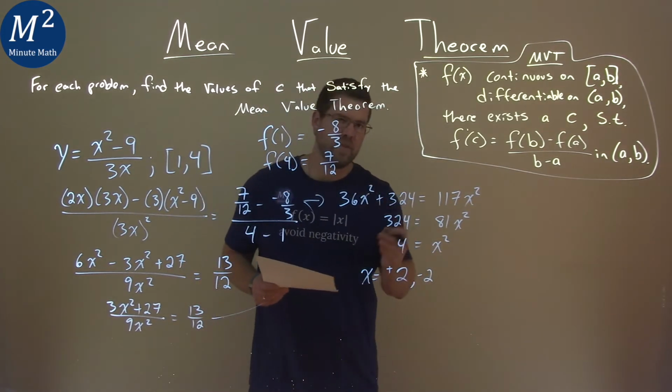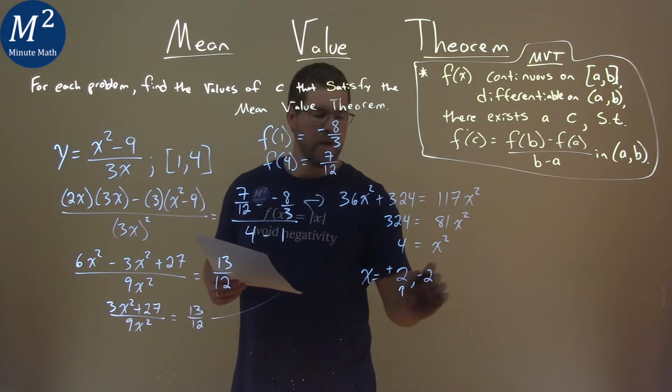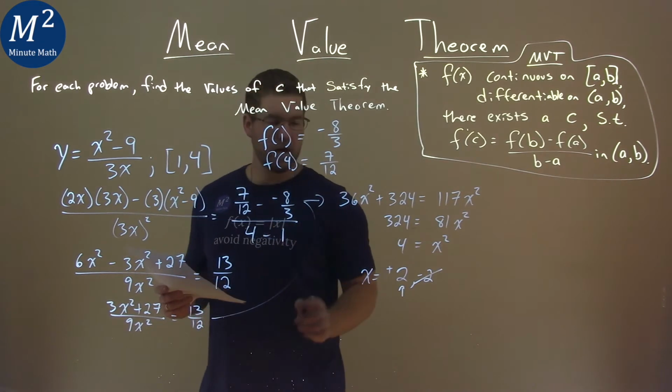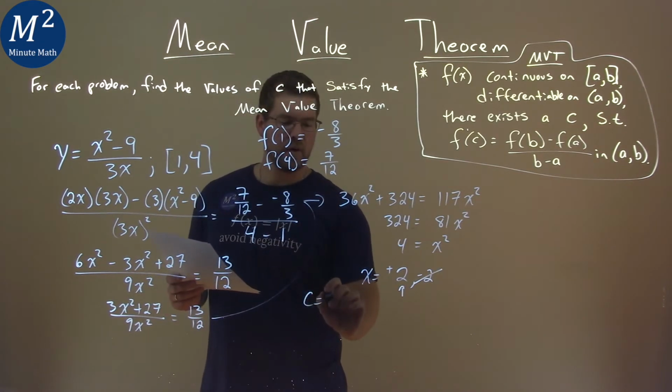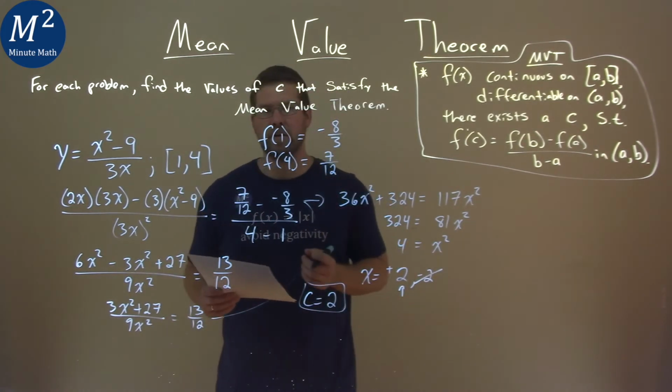Only one of them is within our interval, and that's the positive 2. Negative 2 is outside the interval, and so we can't use negative 2, only the positive 2. And so our c value of 2 is the value of c that satisfies the mean value theorem.